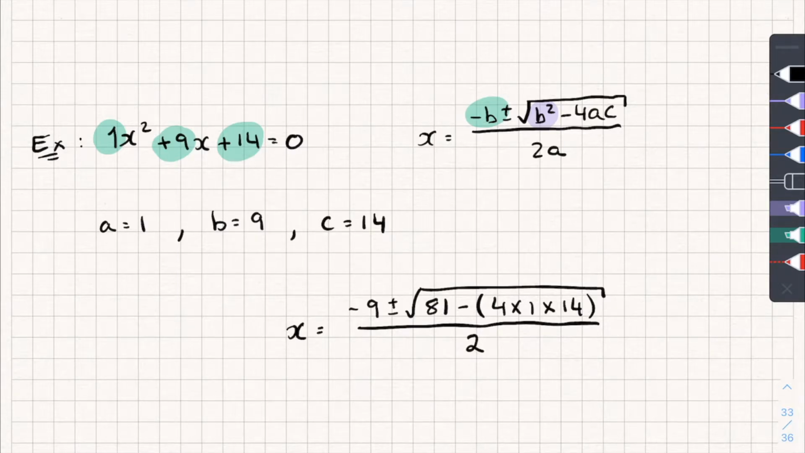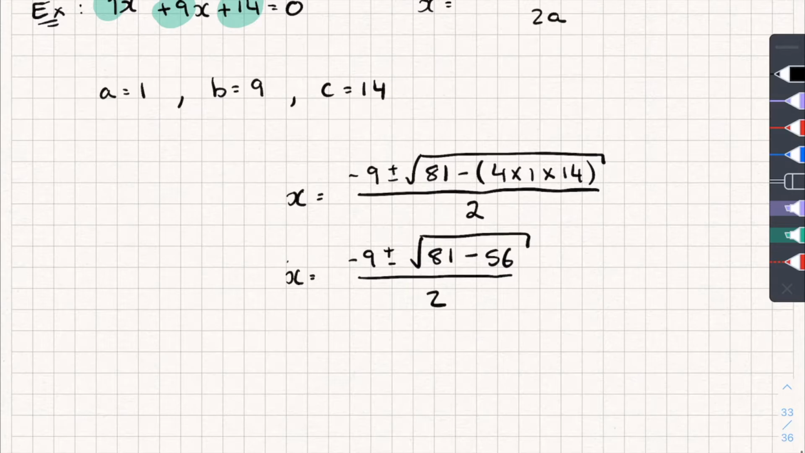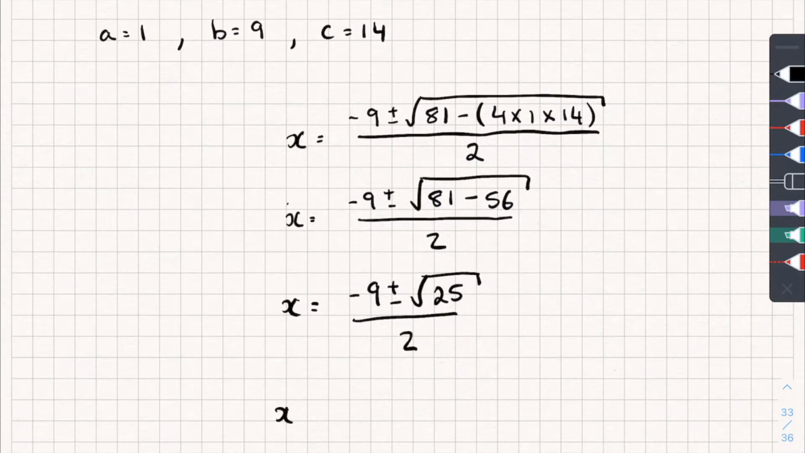Now I'm going to simplify what's in the square root, okay, so let's keep going. So x is going to equal negative 9 plus or minus the square root of 81, subtract, well 4 times 1 times 14 gives me 56, so subtract 56, all divided by 2. Let's keep going. 81 subtract 56, well that just gives me 25, and that's all divided by 2. So let's keep going, we're nearly there now. So x is equal to negative 9 plus or minus, well the square root of 25, that's plus or minus 5, that's why we have this plus or minus, all divided by 2.